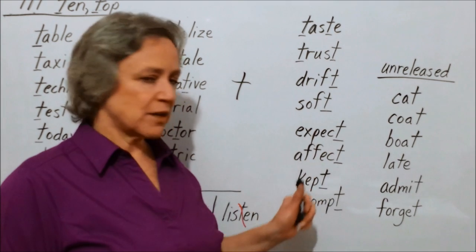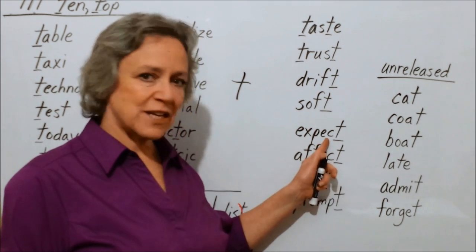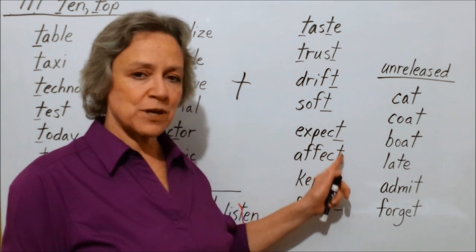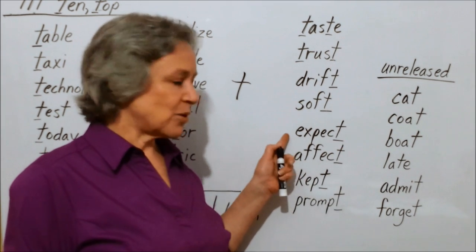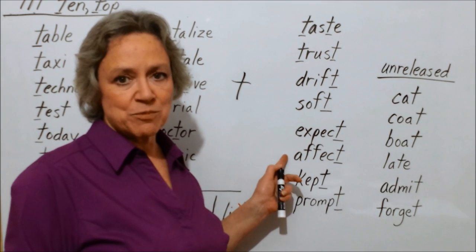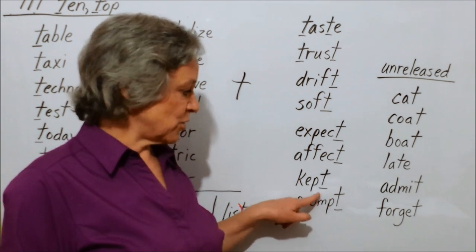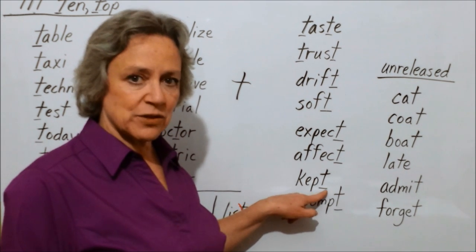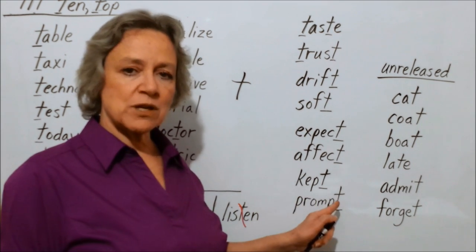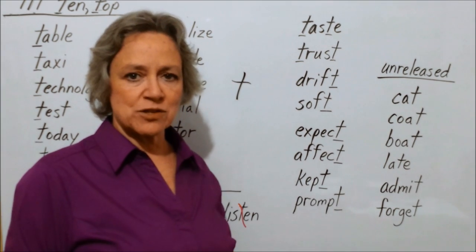In these two words, I have a K sound with the letter C. It's a K sound and the T sound, and we do pronounce T at the end. So expect, affect. And I pronounce the T. Here, these two words end in P and T. Kept, prompt. In other words also ending in P-T, we do pronounce the T sound.